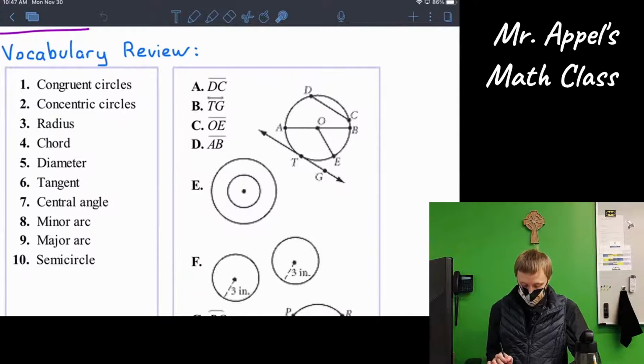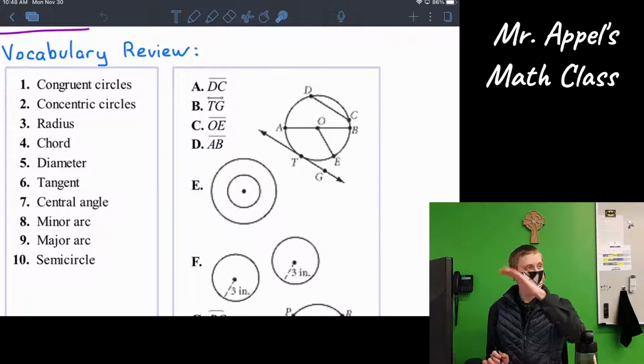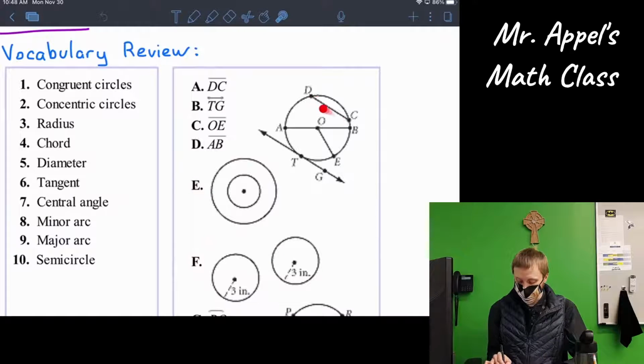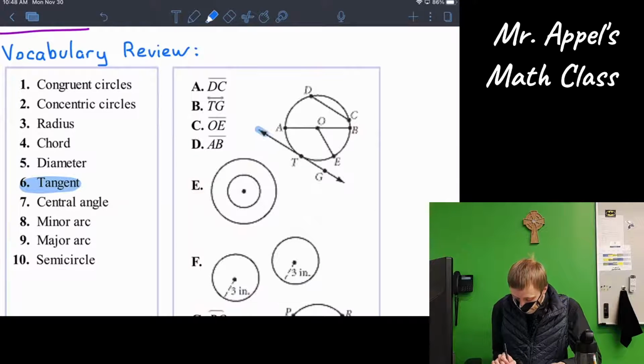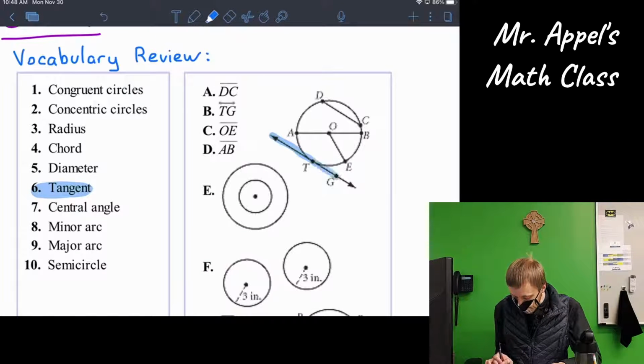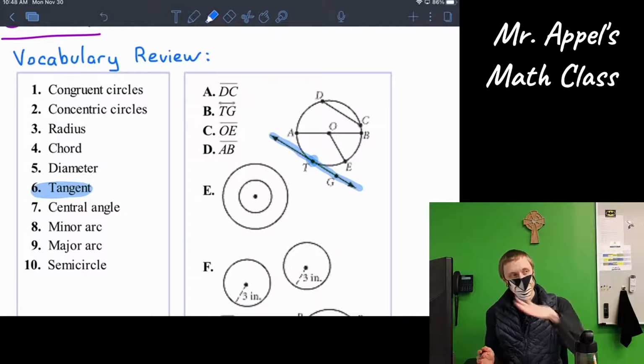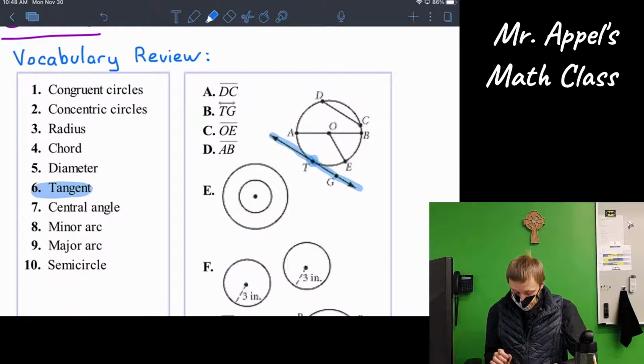Then, of course, we have the chord, DC. Chord goes across a circle, not through the middle. Then it touches the circle at 2 points there through the circle. The diameter, AB here. And the tangent, this is the big one because that's what we're focusing on today. The tangent is this line right here that touches the circle at 1 point. Boop. It just hits it and keeps carrying on. So that would be line TG or item B there.